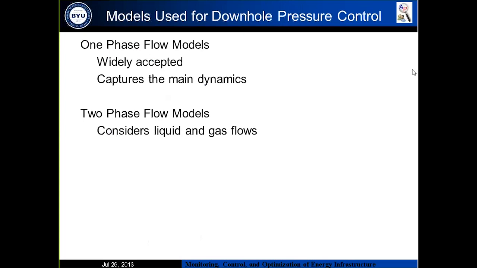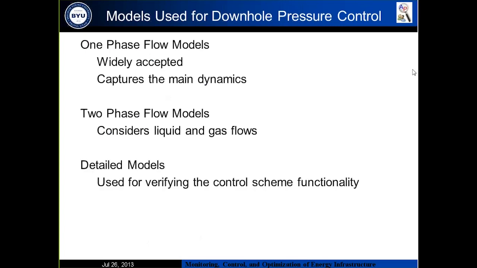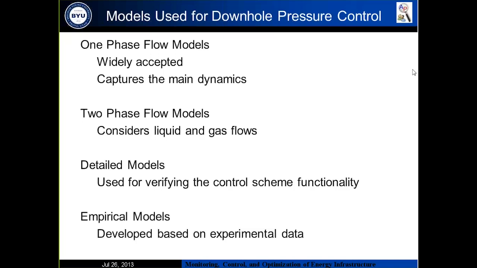Another type of model is two-phase. They assume two phases inside the drill string and annulus, and it is a little bit more complicated, but it is again highly simplified. Another type of model is the detailed model. It consists of partial differential equations, and because researchers do not have access to industrial or experimental systems, they usually try to compare their results with detailed model results. Another type of model is empirical, which they derive using experimental data.